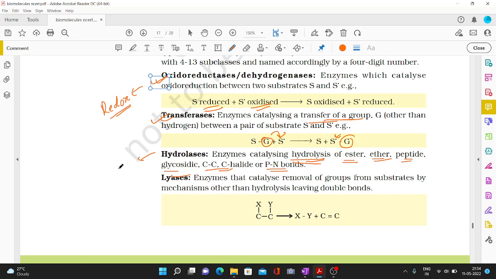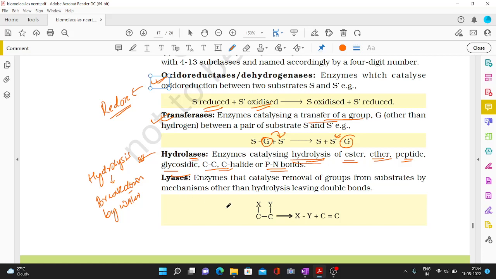So basically what happens here is that hydrolysis, the word hydrolysis, basically means breakdown by water. Hydro means water, lysis means breakdown. So if a molecule or a bond is broken down by water, the enzymes which help in this breakdown are known as hydrolases.